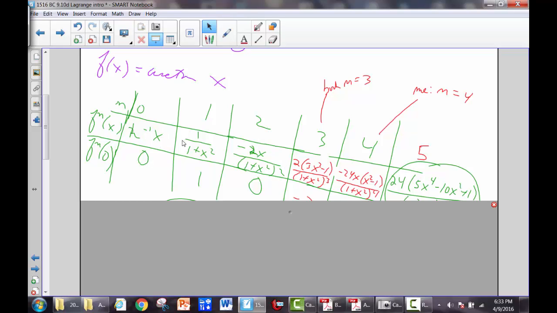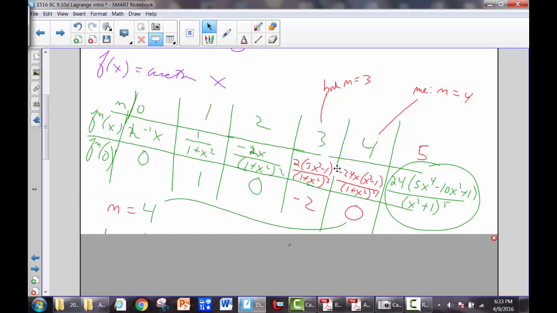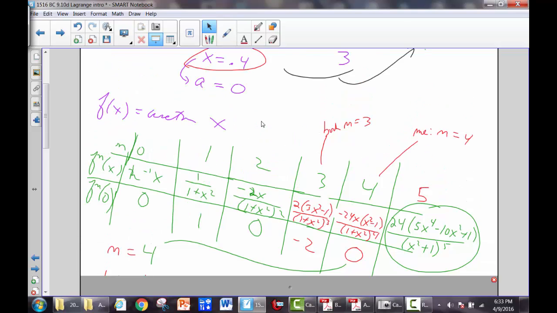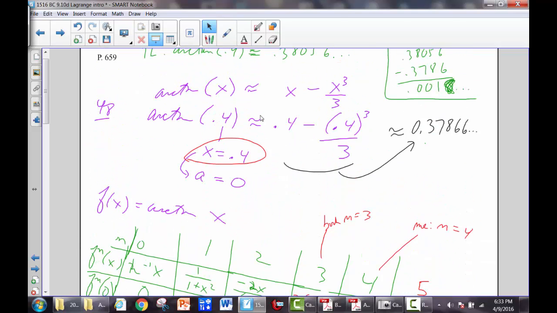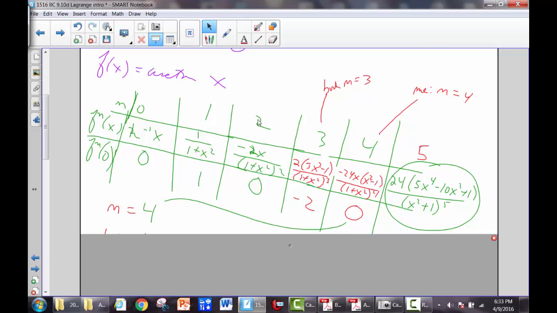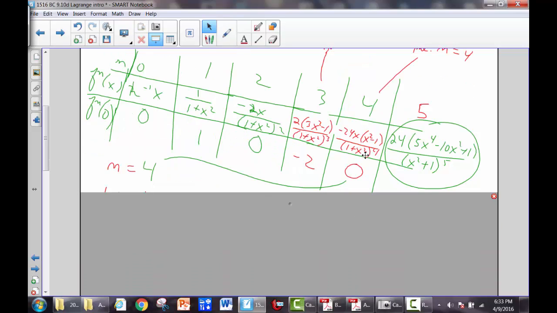Now, the derivative of arctan is 1 over 1 plus x squared. Replace x by 0, you get 1. The derivative of this is this. When you plug in x equals 0, you'll actually get 0. And then here's the third derivative, the fourth derivative, and of course it was n equals 4. The book said n equals 3, but I'm doing n equals 4. And here would be the fifth derivative.